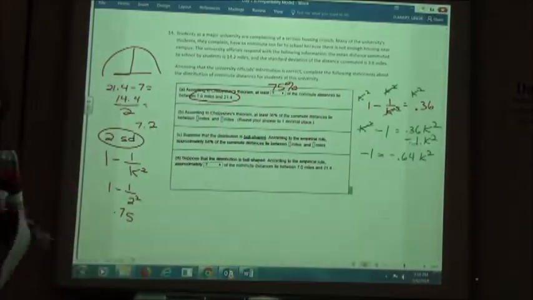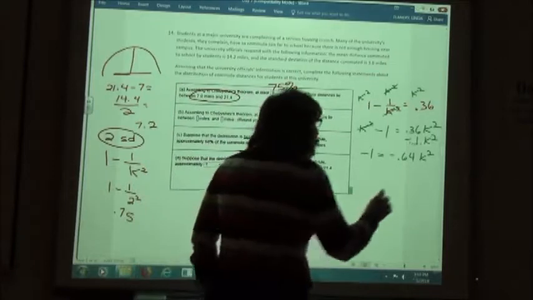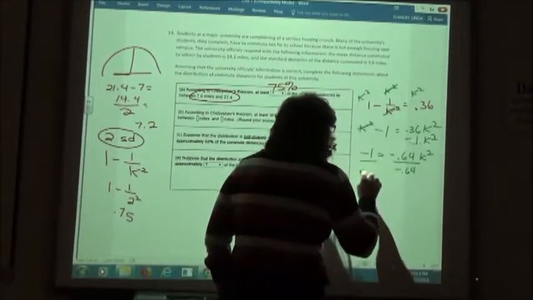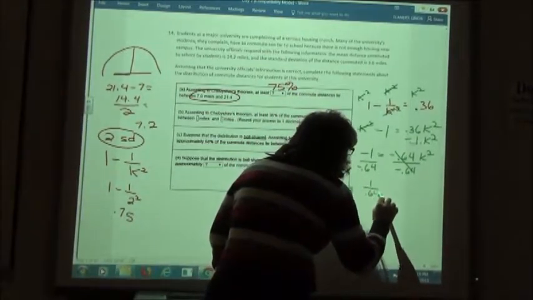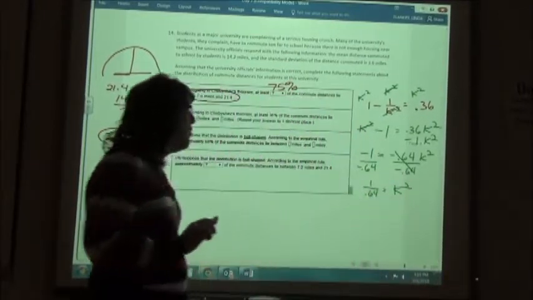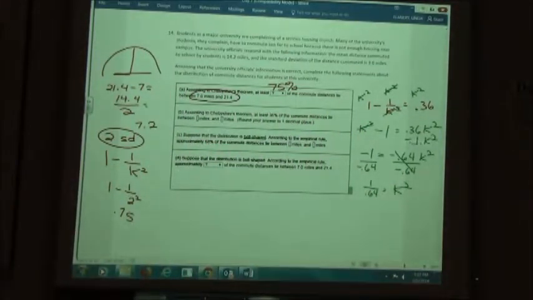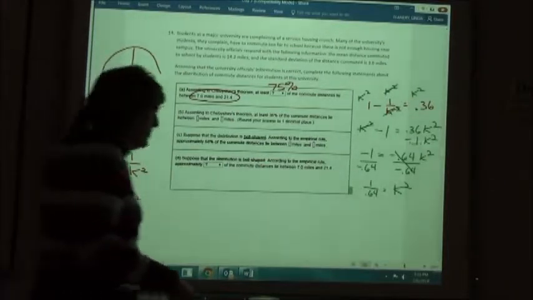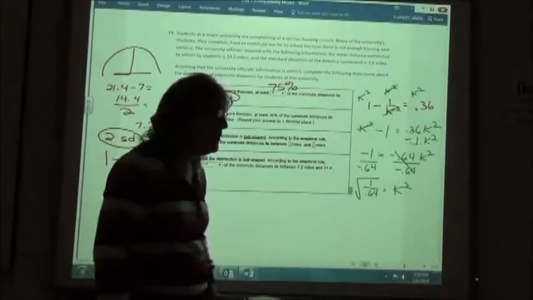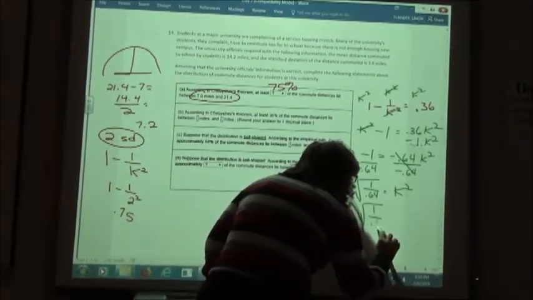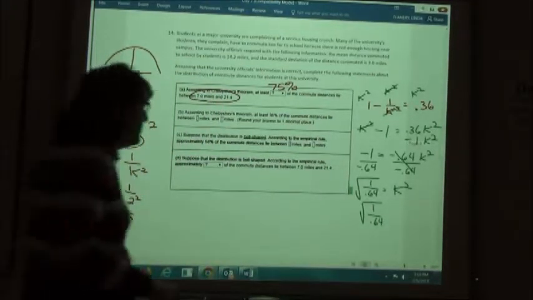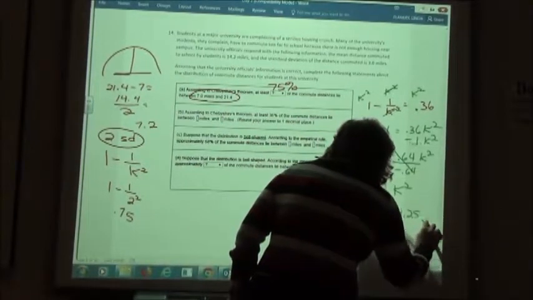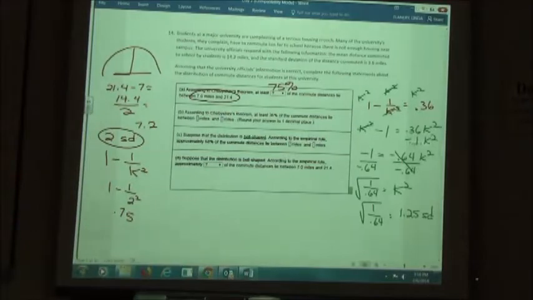Then I end up having to divide by negative 0.64. Yep. See, we got to know algebra here. So I'm going to just make it positive since we have a negative over a negative. We have 1 over 0.64 equals k squared. So if we want to solve that for k, we're then going to take the square root, right? So what is the square root of 1 over 0.64? 1.25. Whew, we're not done quite yet. But what that tells me is I'm within 1.25 standard deviations of the middle.